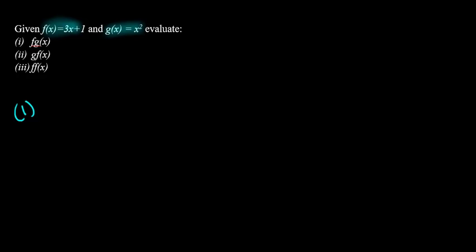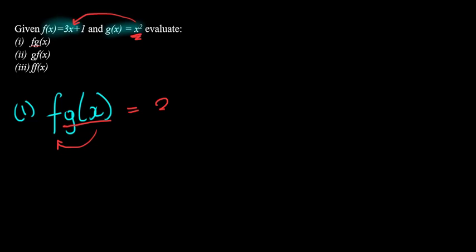So let me start with f(g(x)). If I want f(g(x)), basically what it is saying is that I am going to put g into f. So I'm taking whatever g is, and now I'm putting it into f. So wherever I see x, I'm going to put g. That means instead of writing 3x plus 1, now I'm going to write 3 times whatever g is, which is x squared, plus 1.